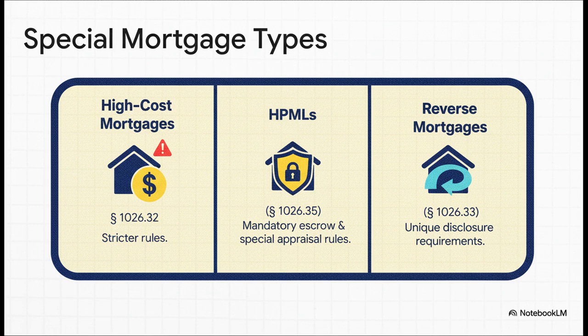Higher-priced mortgage loans, or HPMLs, are more of a yellow flag category. They trigger extra protections, like mandatory escrow accounts and special appraisal rules, to reduce risk for the borrower. And of course, reverse mortgages get their own specialized rules because they're just a completely different animal.